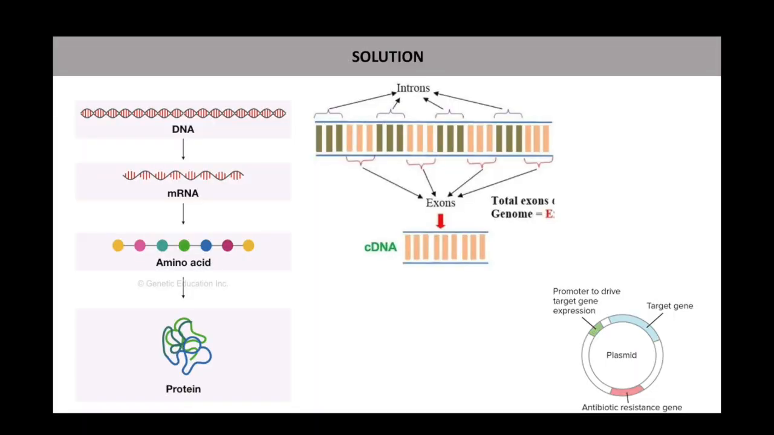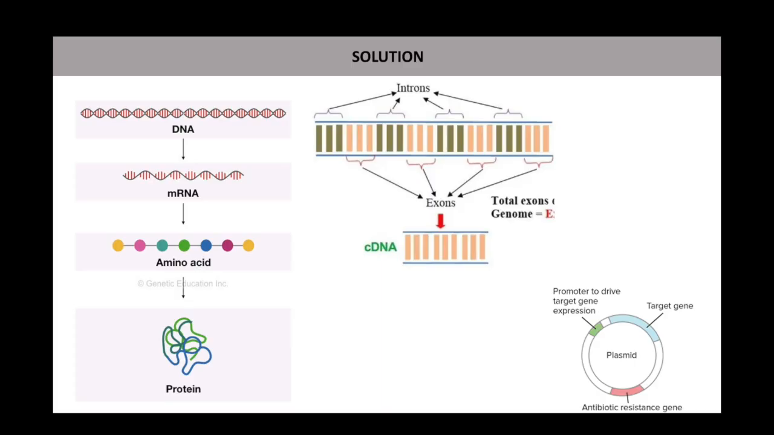Now, this is a small figure to explain how things work. DNA in this case is the genomic DNA, which gets converted into mRNA, which gets later converted to amino acids and then protein. So this is the process, this is the genomic DNA. And when mRNA gets converted to cDNA, cDNA will have no introns.